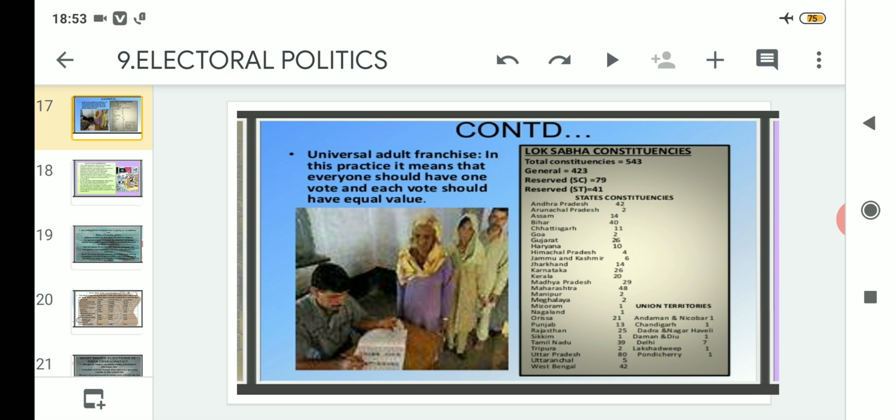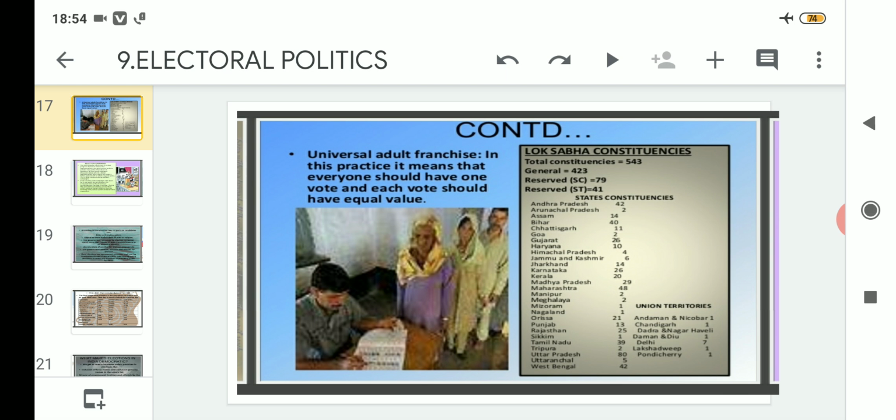In the previous class we also read that the reserved seats for scheduled castes are 79 in number, and those for scheduled tribes are 41 in number. Apart from that, the general category seats are 423 in number, and all these seats, which make a total tally of 543, are divided according to the sizes of the states. We will move on to understand that later, but let us first read about the universal adult franchise.